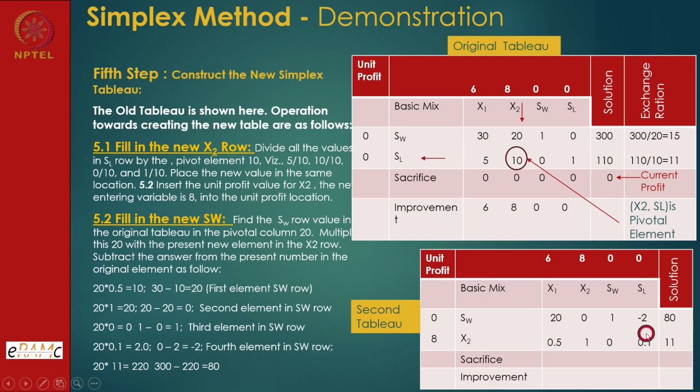So this SW row we have completed. x2 has come here because it was the entry variable. Now we got this new table. Our solution point also has improved, because with the same procedure, 20 into 11 is 220, and 300 minus 220 is equal to 80, and 11 was there earlier. So the whole table got transformed. It is called the second table.